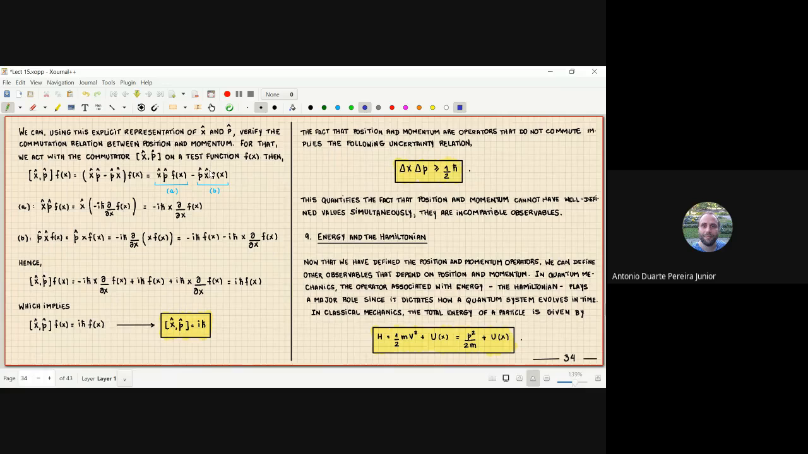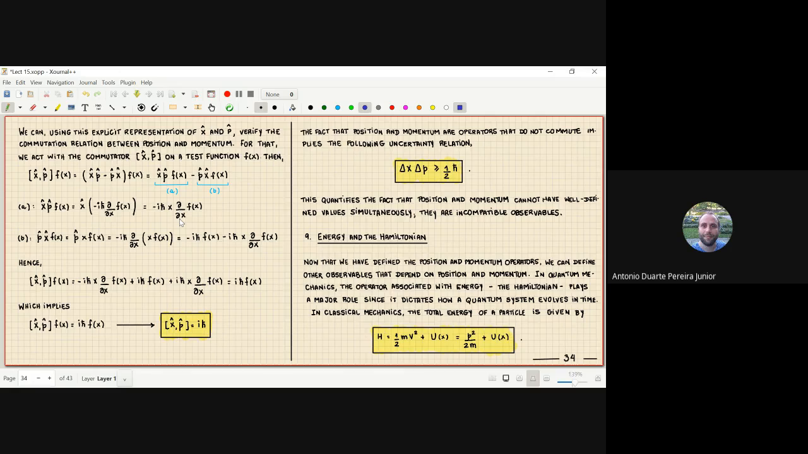So A says the following: act on f with p, and then act with x on the result. So how does p act on a function f? Well, I just told you that you have to replace it by minus i h bar times the derivative operator. So p hat acting on f will give you this derivative. And now you have to act with x hat on a function. And you also learned that the action of the x hat operator on a function is just a number x times the function. Okay?